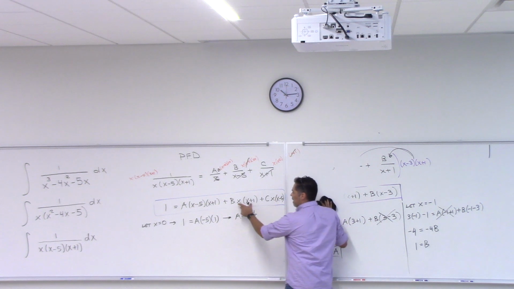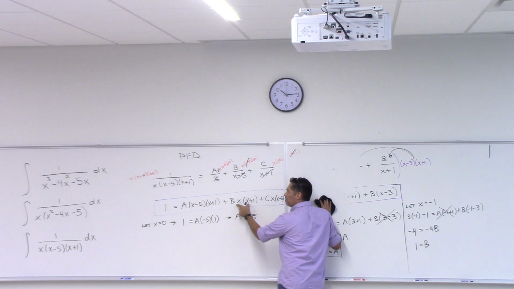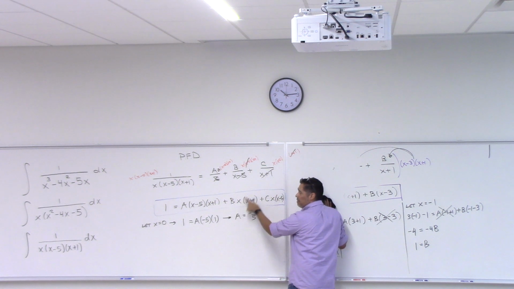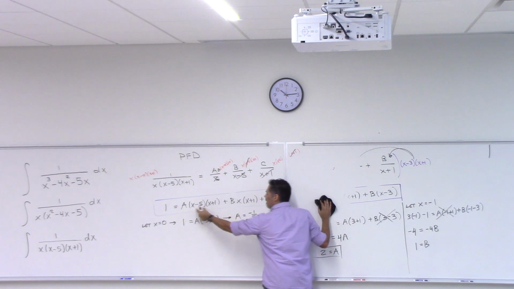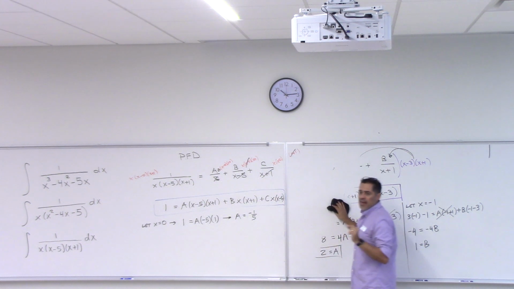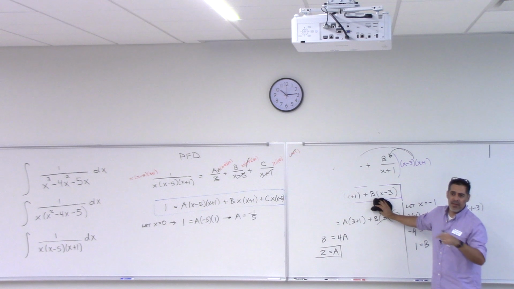In order to get B, what I'm doing is I'm really just looking for the factor that appears in both of these that does not appear in this one, which would be the factor x minus 5, right? And in order to make x minus 5 become 0, I'm going to have to let x be 5.